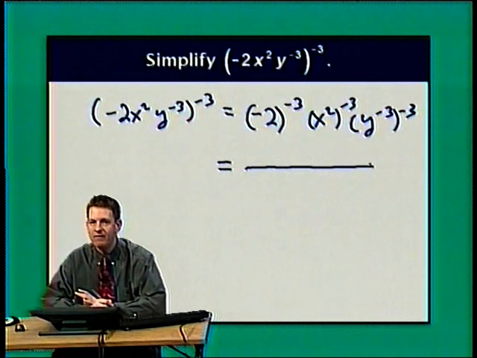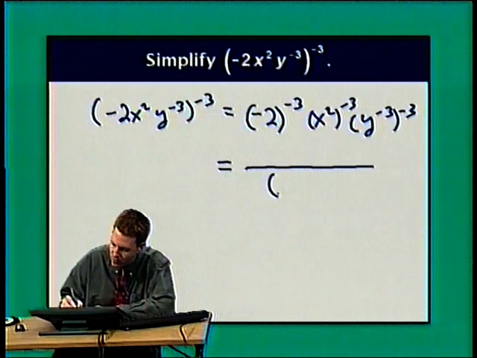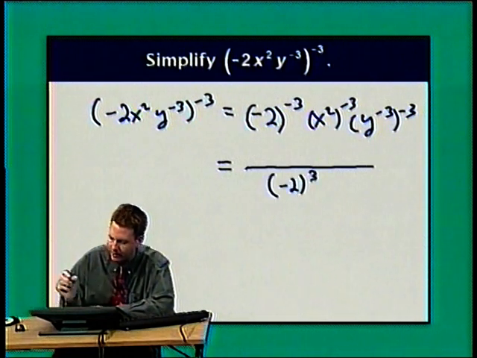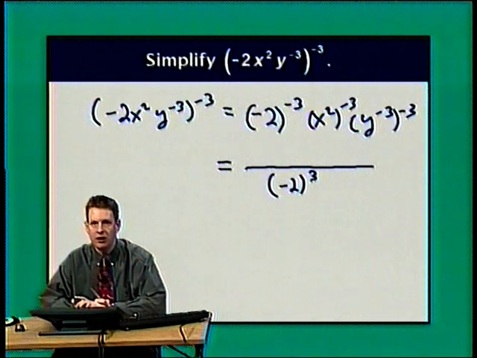In order for me to evaluate negative 2 raised to the negative 3 power, the first thing I have to do, I just don't have any choice, is I need to make the exponent positive. And I can do that if I move that factor to the denominator. So in the denominator, I have negative 2 cubed.